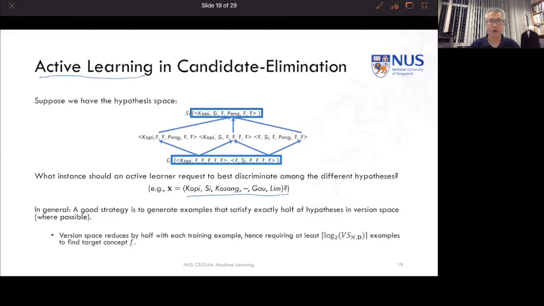All the time we are moving our specific boundary towards the general boundary, and also the other way around. These are monotonic advances, and when they converge to a single hypothesis, then we know we've converged to the target concept that we're looking for.